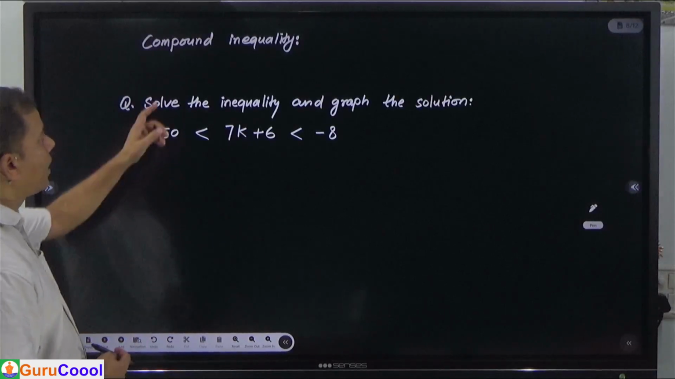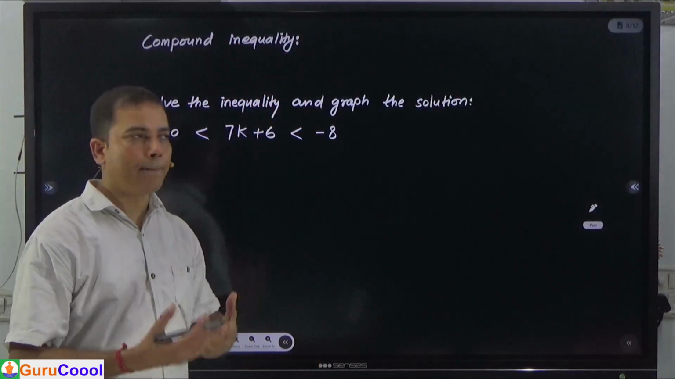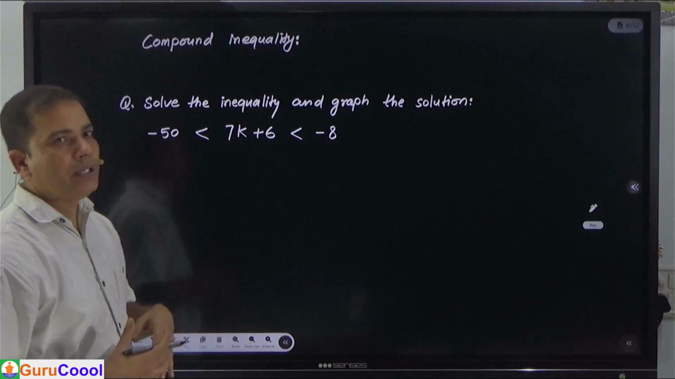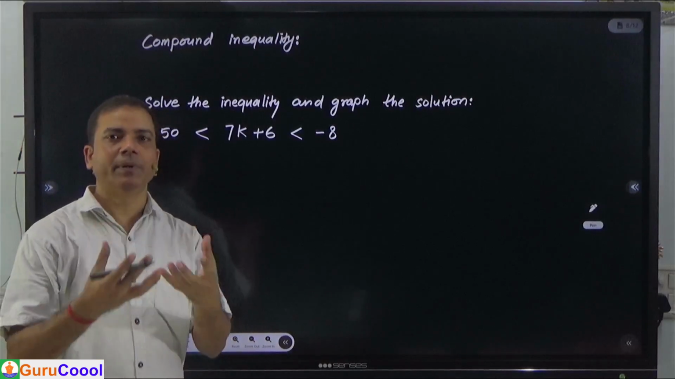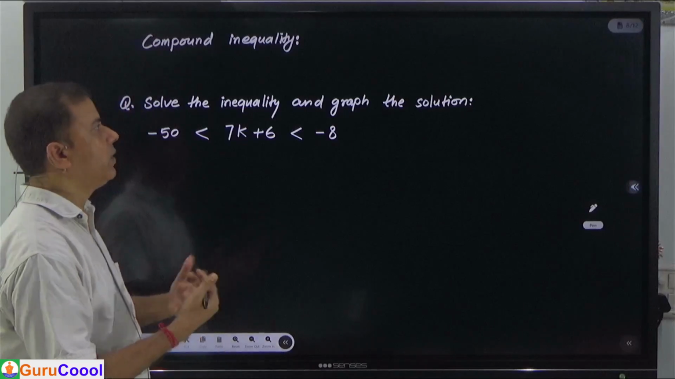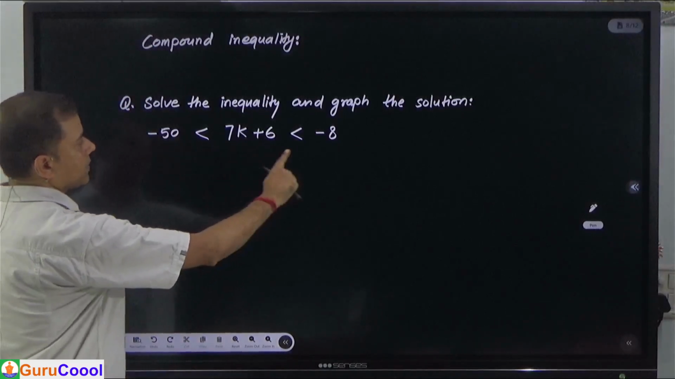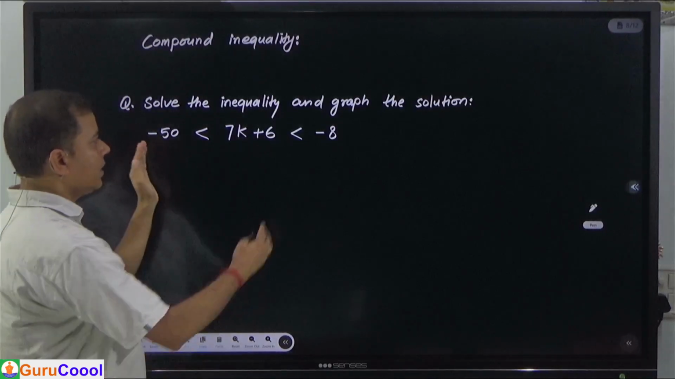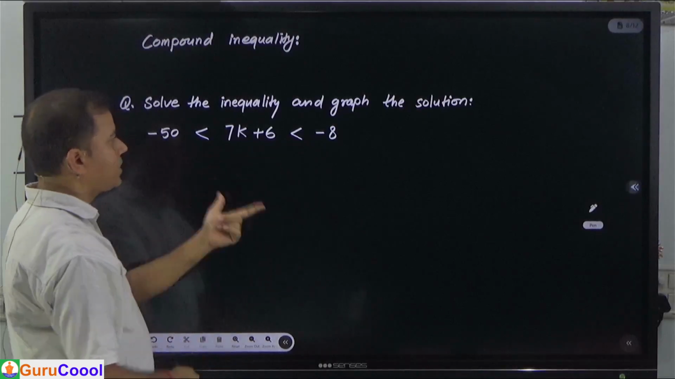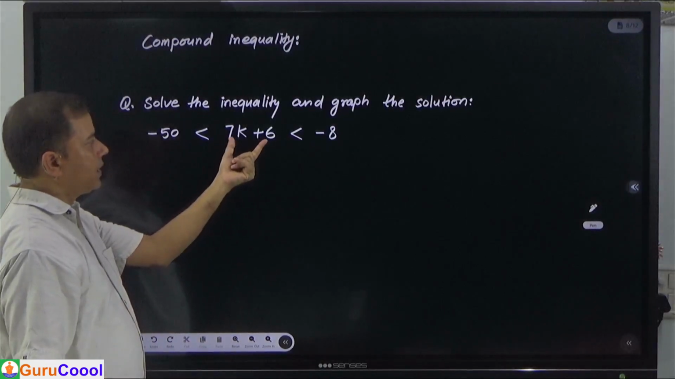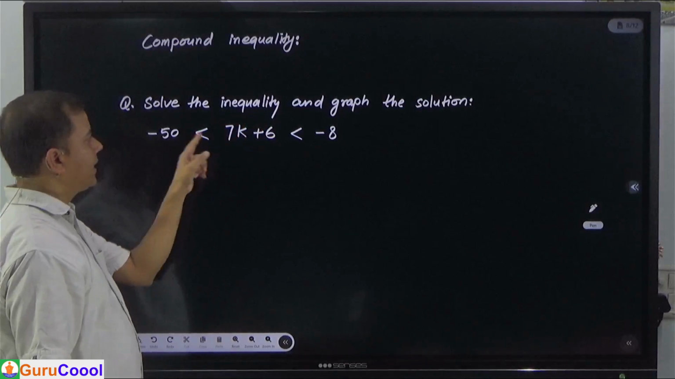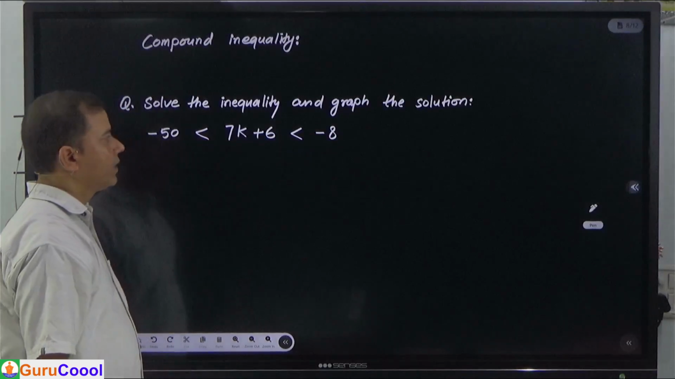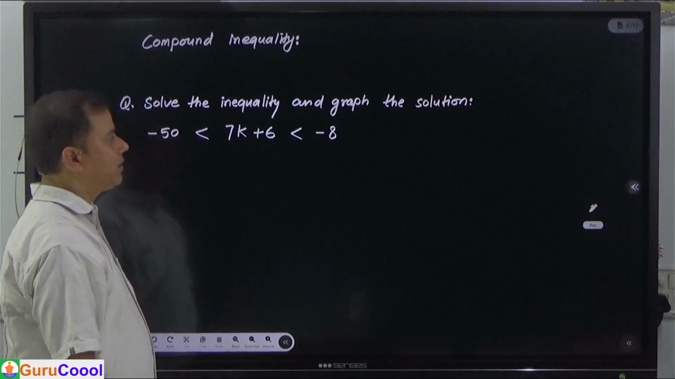Next, compound inequality. What is compound inequality? Compound inequality means multiple inequalities together, more than one inequality together. Like this. This is a compound inequality. You can see in the same statement, 7k plus 6 is an expression which is greater than minus 50 but lesser than minus 8. So this is a compound inequality.